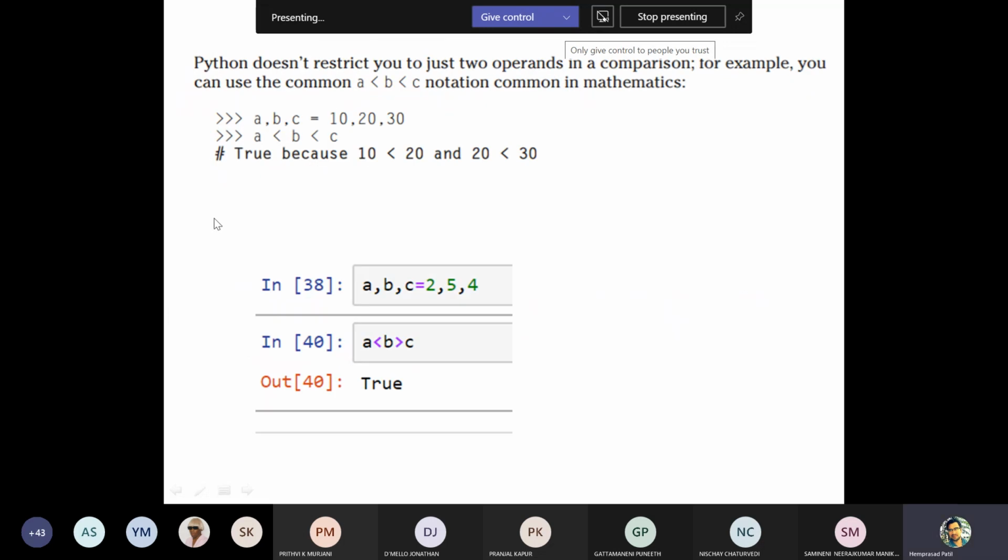And Python doesn't restrict you to just 2 operands in comparison. For example, you can use the common A less than B less than C notation common in mathematics. If A is less than B and B is less than C, you can combine it in Python and you can compare. So here A is less than B, B is less than C is true, so that's why answer is true. Here A is less than B is true, B is greater than C, this is also true, so that's why answer is true. You can have multiple comparisons in the same line. So this is the power of Python.